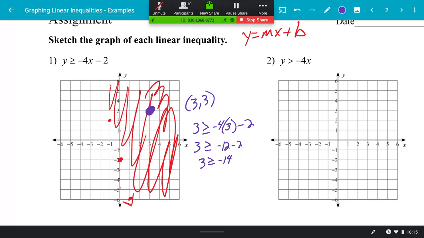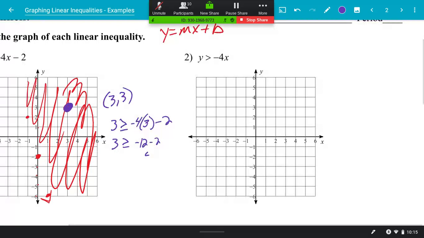All right. Let's try number 2. What's my y-intercept? 0. It's not there, is it? Plus 0. So my y-intercept is 0. What's my slope? -4. So I'm going to go down 4, right 1, or I could have gone up 4, left 1.